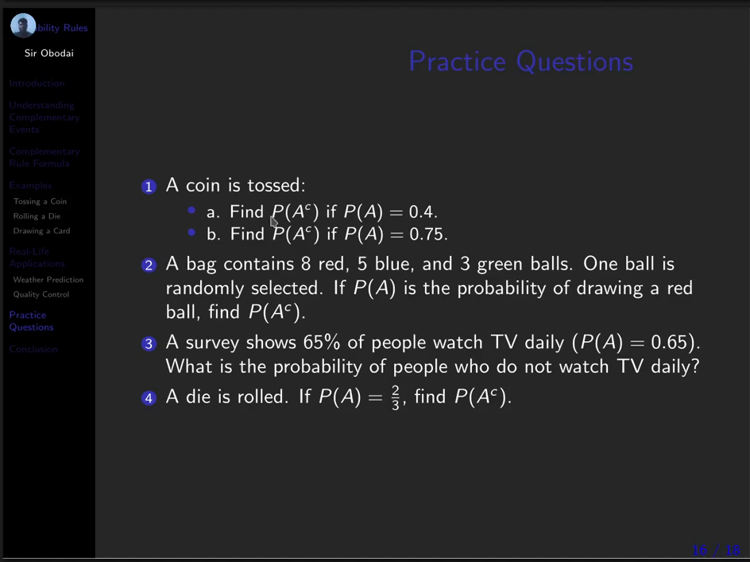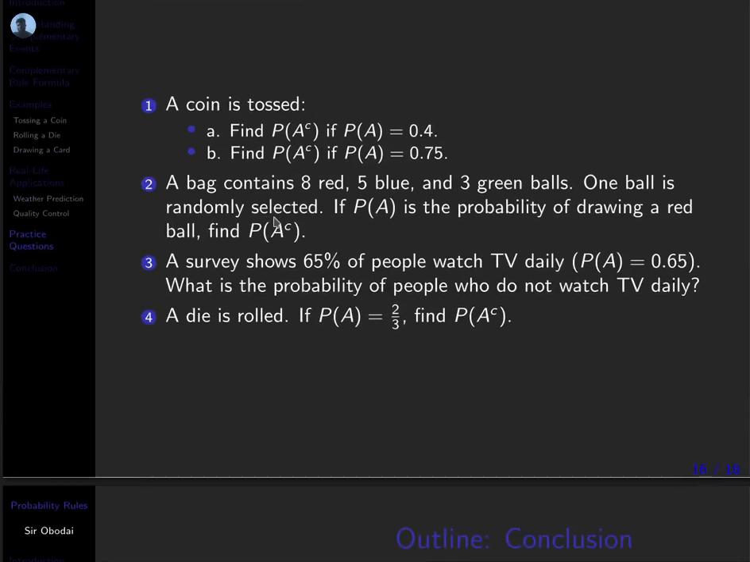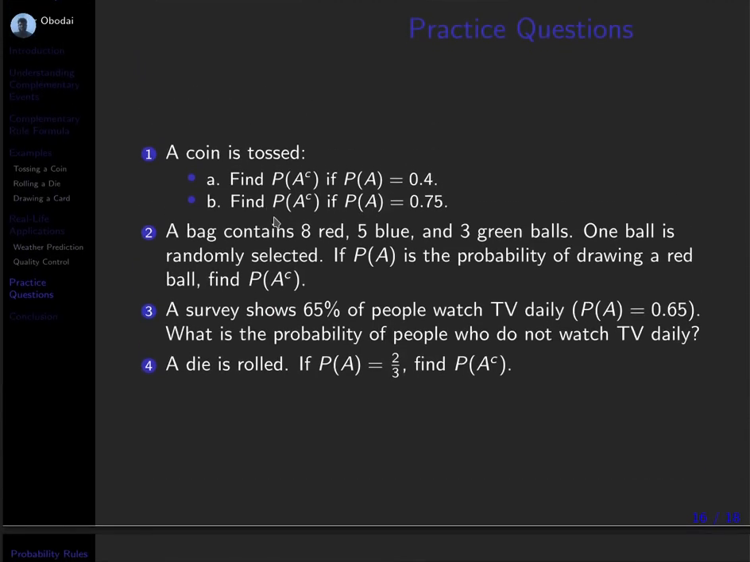These are some practical questions you can solve and then reflect on to test your understanding.